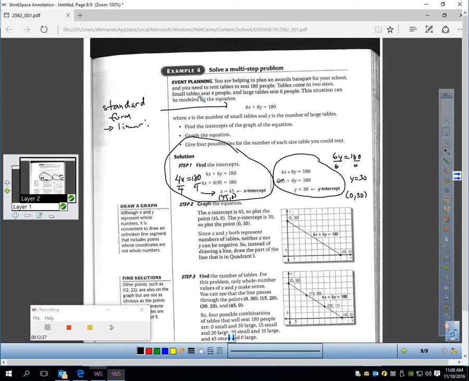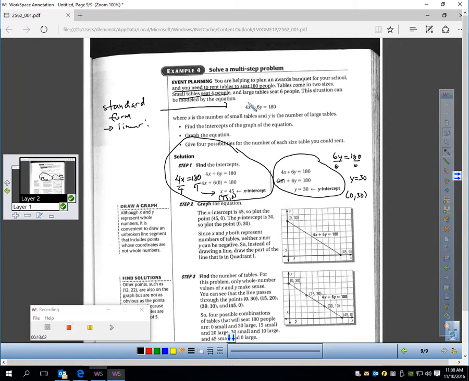Let's look at what this equation is. It's you renting tables to seat 180 people. The tables come in 2 sizes. The small tables seat 4 people. So 4 persons per table. We don't know how many we need. That's why they used x. Large tables seat 6 people. We don't know how many we need, though, so we have 6y.